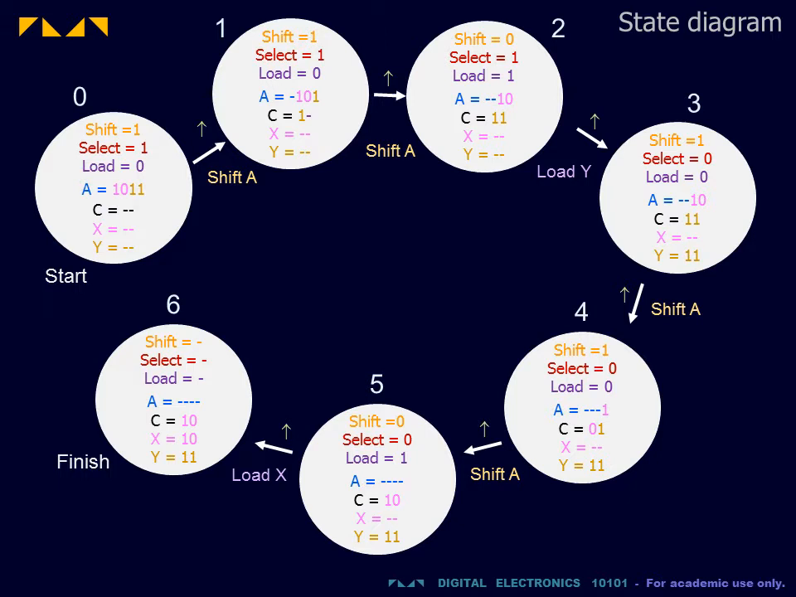When we study the state diagram more closely, we observe that shift and load operate in alternation. That is, when shift is 1, load is 0, and when load is 1, shift is 0. We therefore only require two independent control lines for our control inputs. One control line jointly for load and shift. We will set this to 1 for load and 0 for shift. The second control line will select the destination.